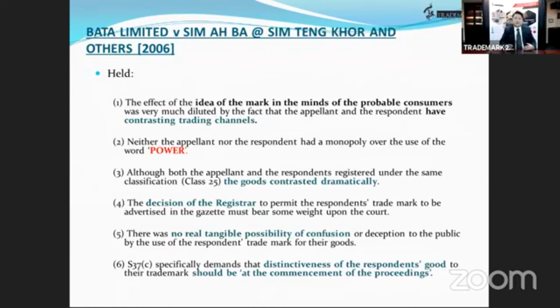So it was held, let me just give you a conclusion of this case. It was held that neither appellant nor respondent had a monopoly over the use of the word power. So the court in this case held that, just like coffee mix, the one that I mentioned to you earlier, nobody can monopolize the word power. Why? Because it's generic and it's descriptive.